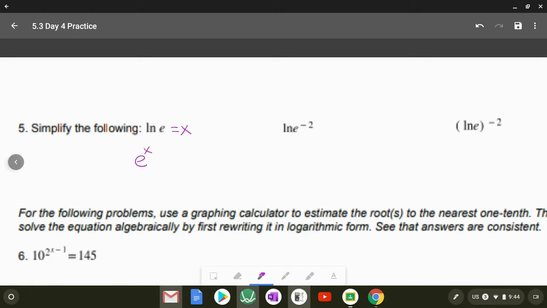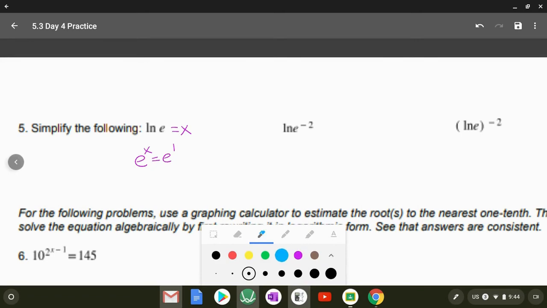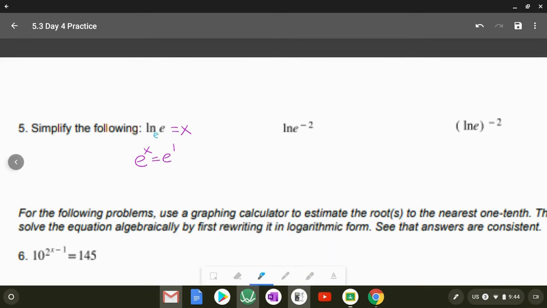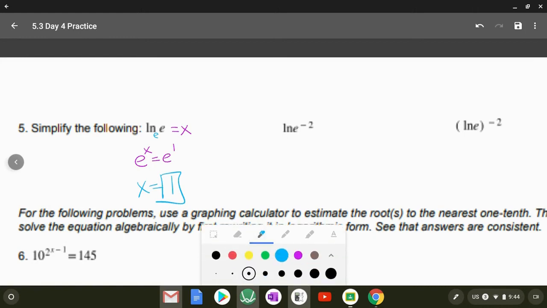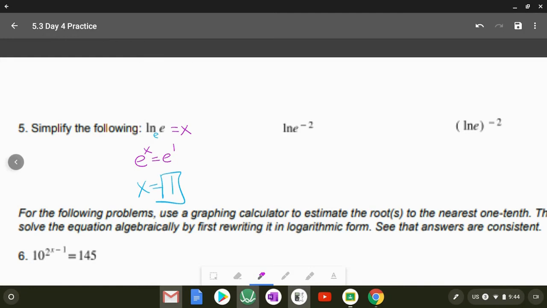e to the x equals e to the 1. Well, we already know, because that natural log has a base e, we already talked about this property, x is going to be 1. So remember, if the base of the log matches the base of the inside, then they're going to cancel. So if we take a look at the second one, same concept. e to the x equals e to the negative 2. Bases match. x equals negative 2.